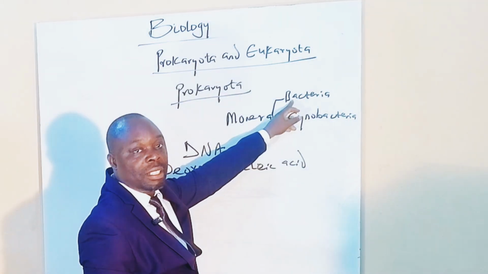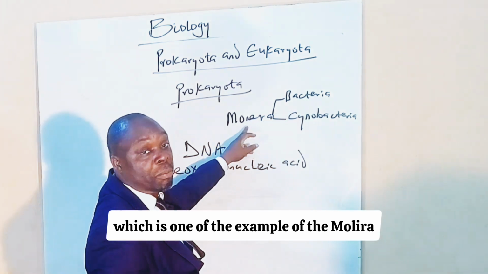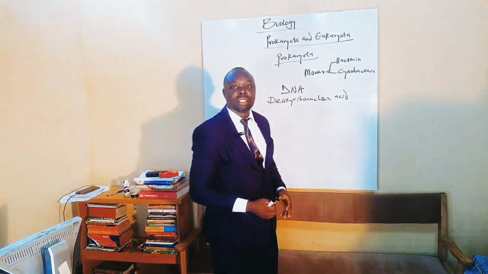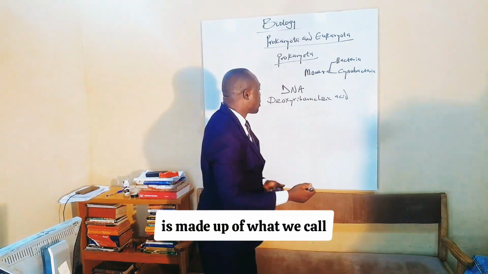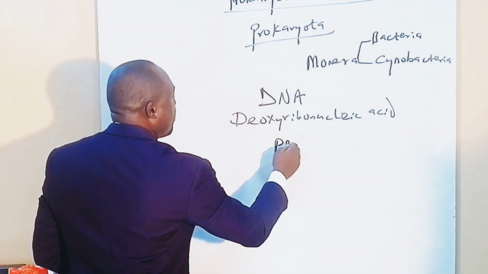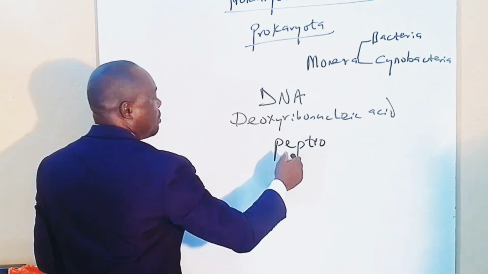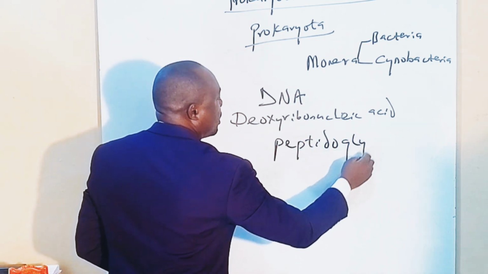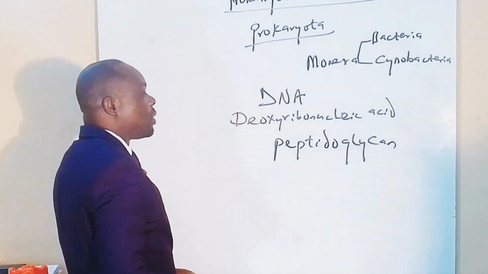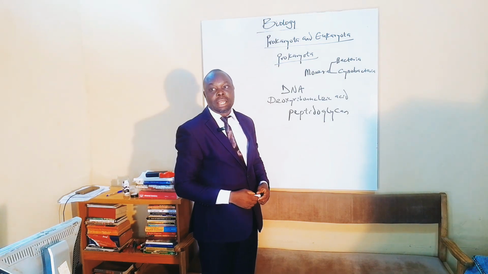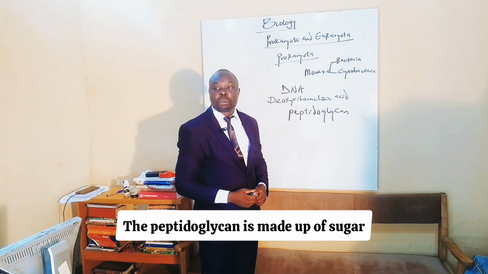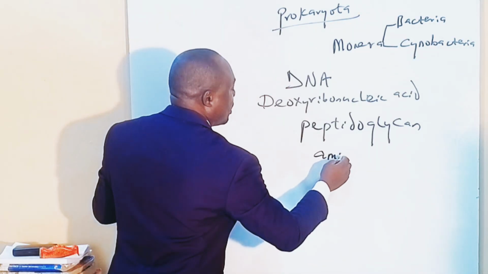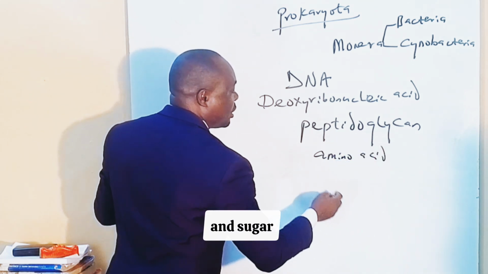Bacteria, which is one example of the Monera, have a cell wall made up of what we call peptidoglycan. The peptidoglycan is made up of sugar and amino acid.